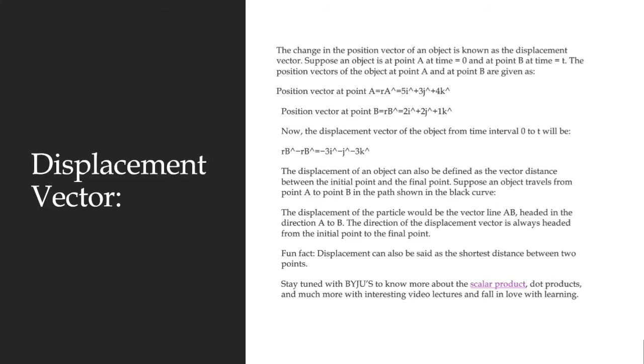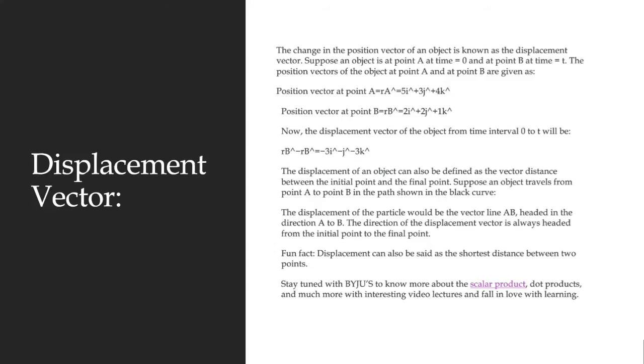Position vector at point A is RA vector, which equals 5i vector plus 3j vector plus 4k vector, whereas position vector at point B, RB vector, equals 2i vector plus 2j vector plus 1k vector.